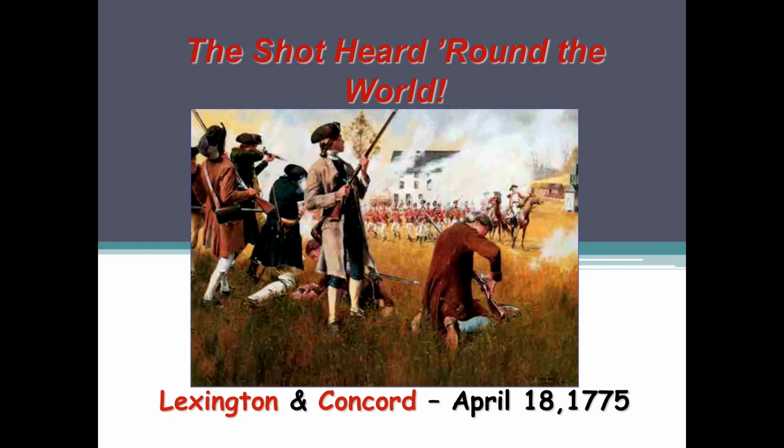Throughout this time period, farmers have been organizing themselves into little militia bands. The most famous group I'm sure you've heard of are the Minutemen, because they had a minute's notice. They can get everything ready and fight the British. And in this famous moment at Lexington and Concord, April 18th, 1775, the shot heard around the world, that literally begins the American Revolution.